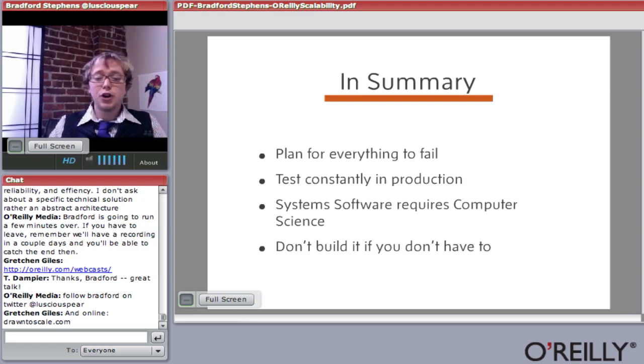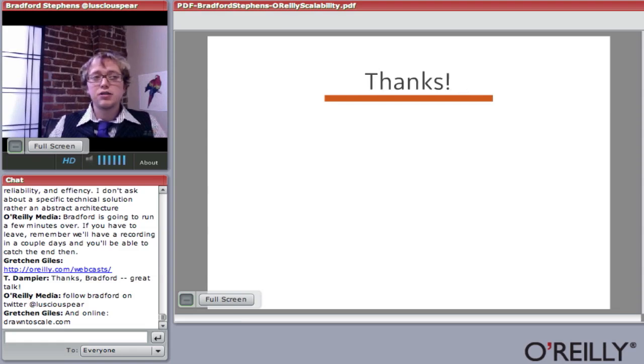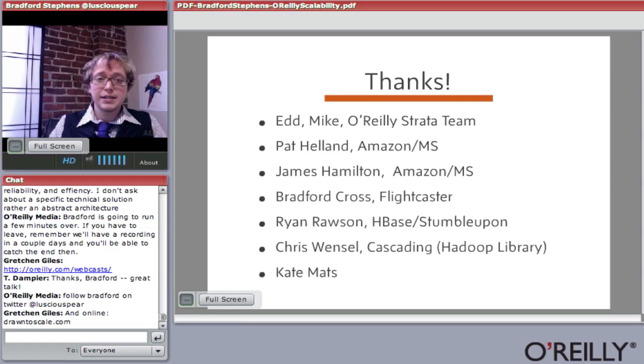And don't build it if you don't have to. Don't get rid of that nerd pride. And just use what's out there. It's almost always easier to tweak something that exists for your problems than to build it from nothing.